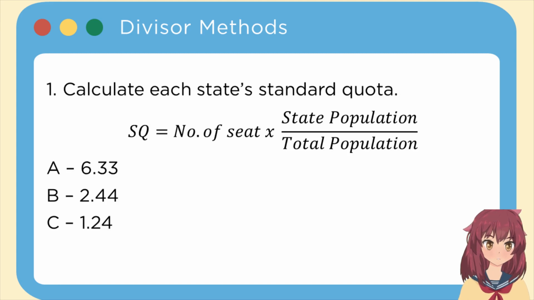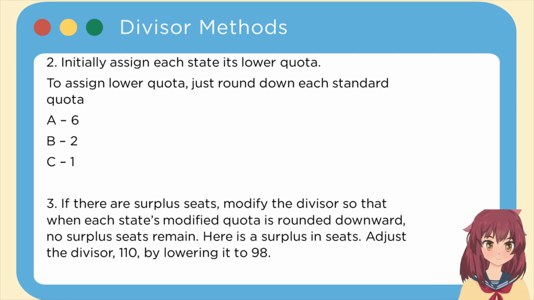Now that we have our first modified divisor, we assign seats using these steps. Step 1. Calculating the standard quota. We can remember that the formula for standard quota is number of seats multiplied by state population over total population. Using this, we obtain the following answers. Step 2 is assigning the lower quota. Remember that in obtaining the lower quota, we simply round down each standard quota in the nearest whole number.